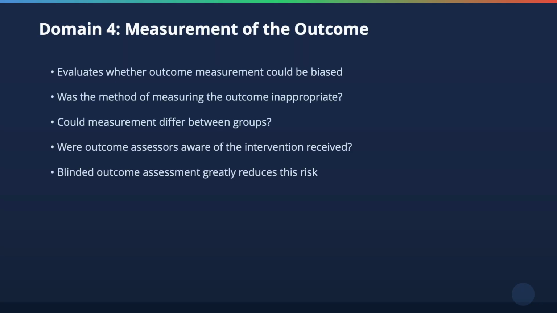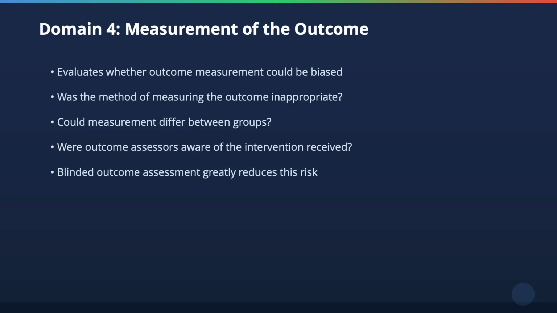Domain 4 evaluates outcome measurement, and this is where blinding becomes critical. Was the measurement method appropriate and reliable? Could measurement differ between groups due to different follow-up intensity? Were outcome assessors aware of which intervention participants received? Could knowledge of the intervention influence assessment? This depends on the outcome type.